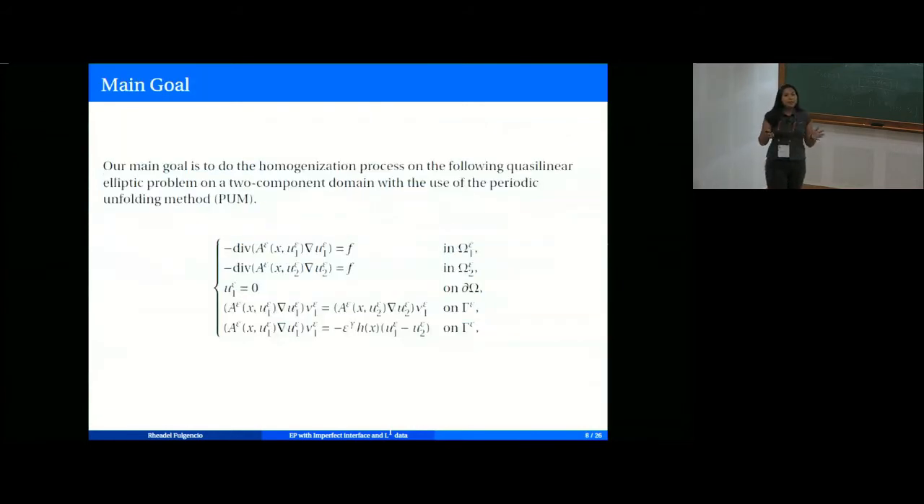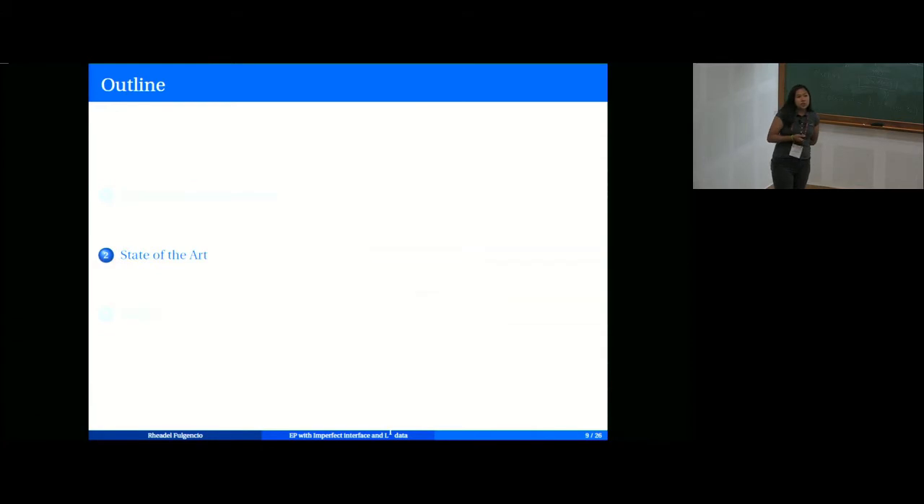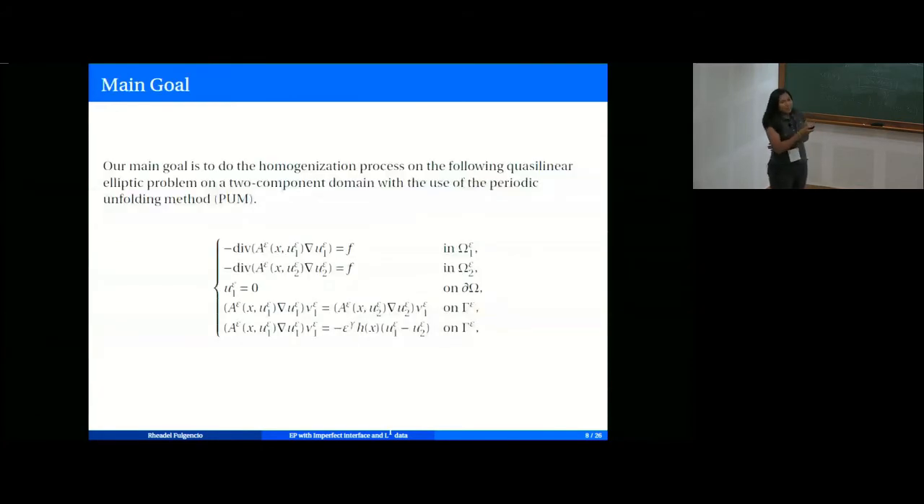I just want to mention that our main goal is to homogenize this problem in a two-component domain with imperfect interface. Yeah, we've seen this again. The domain is like the one presented by Ivy, Elia, and Elia, so a two-component domain. Just to mention, before I forget, this presentation is just the existence result for this kind of problem, so it will be a short presentation.